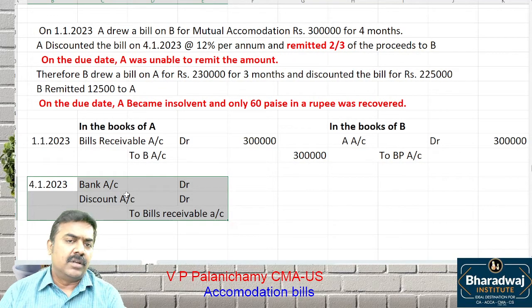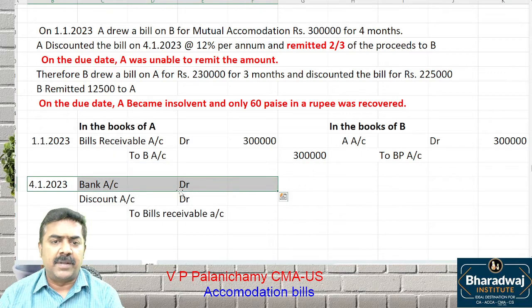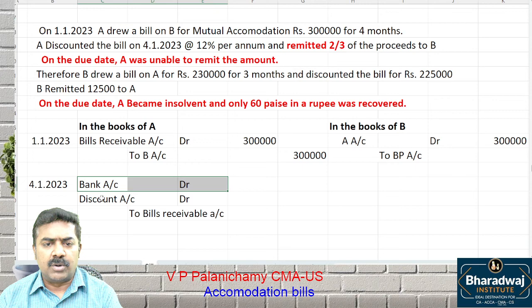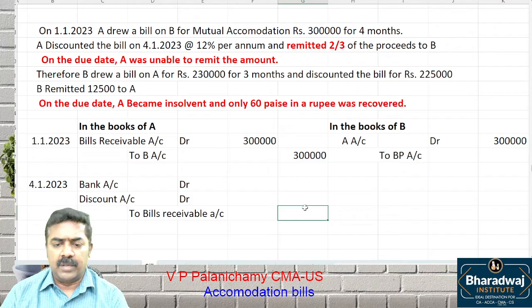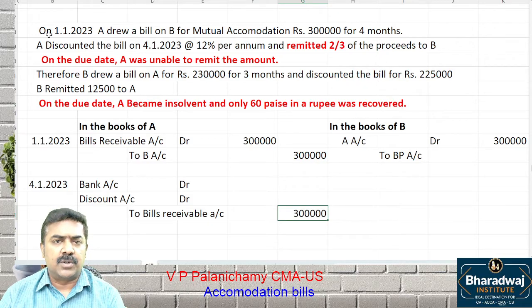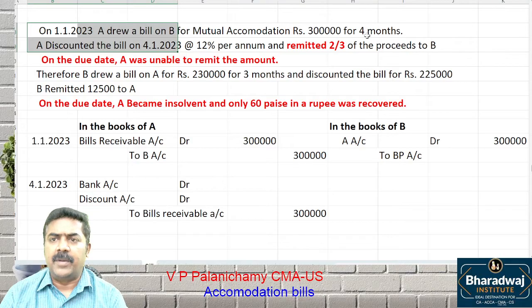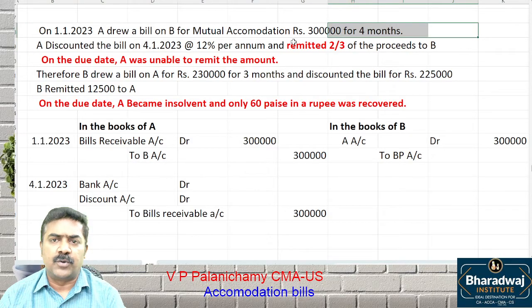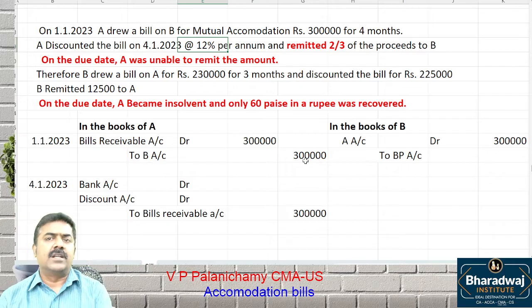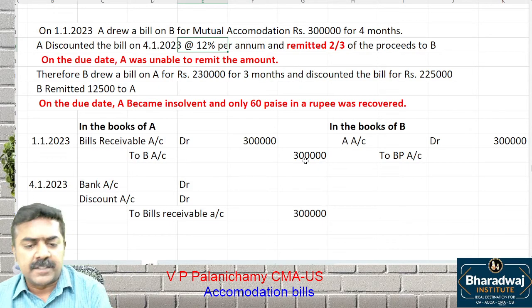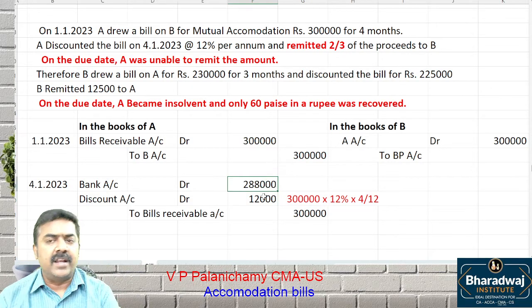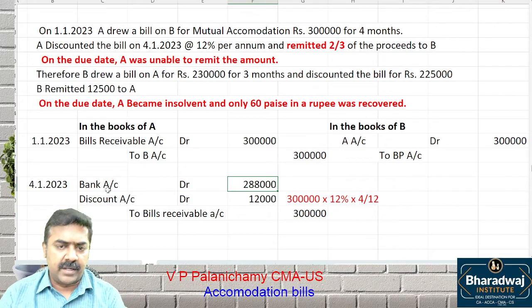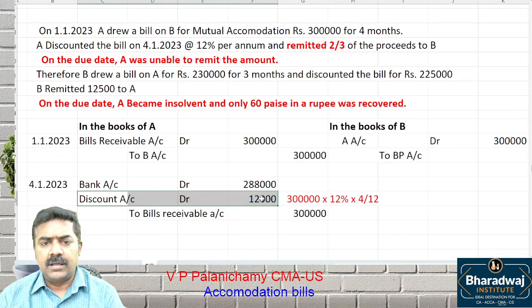Then we are discounting the bill. A is discounting the bill. What is the entry we will pass? Bank account debit, discount account debit to which account? Bills receivable account. Bills receivable value is 3 lakhs. It is discounted just about 3 days after. How many months bill? It is a 4 months bill. So what will be the discount? 3 lakhs into 12% for 4 months. So balance 2,88,000. Bank account debit 2,88,000, discount account debit 12,000, to bills receivable 3 lakhs.